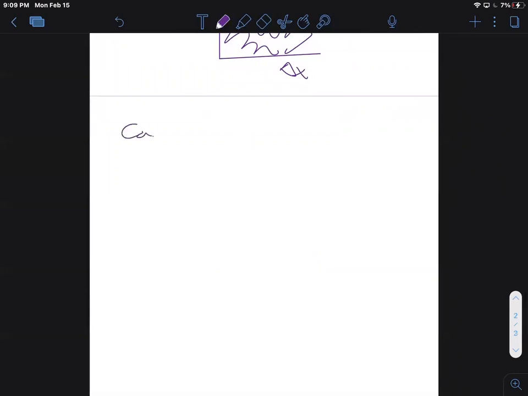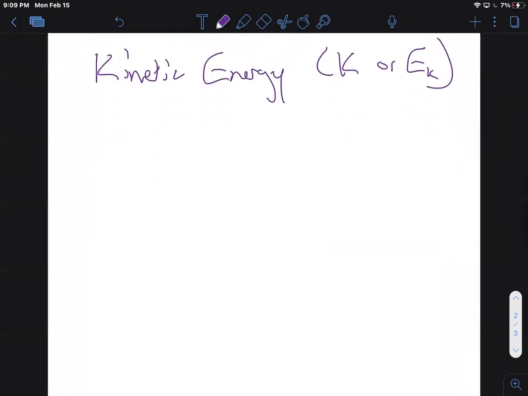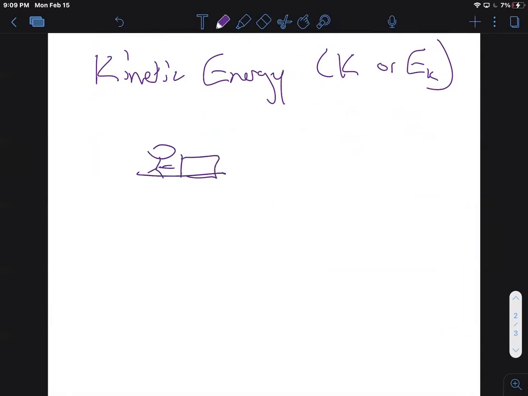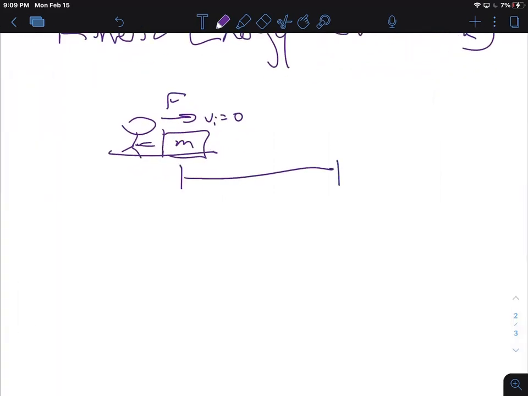All right, calculating energy. We'll start with kinetic energy. We usually use the symbol K or EK for kinetic energy. Take a scenario, let's say I've got a person and they're just pushing a box on a frictionless surface. The box has mass, they're pushing it with the force F. Let's say initially it's not moving, but they push on it as it travels some displacement, delta x.